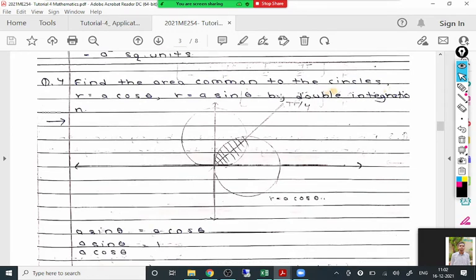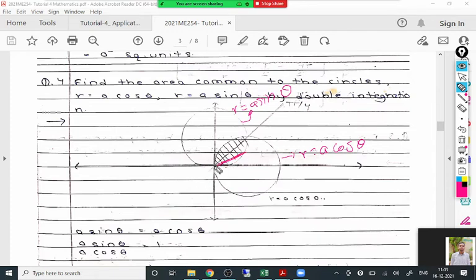Now, what is the position of a strip here? Along which direction should we draw the strip? This circle is r equal to a cos theta. This circle is r equal to a sin theta. Tell me the position of the strip. The position of the strip is not vertical, not horizontal. It's along radial like this.